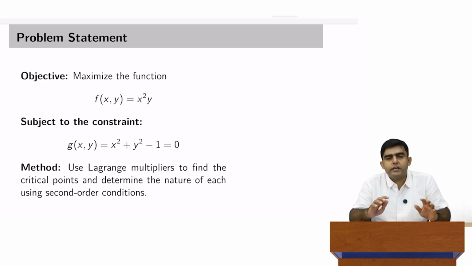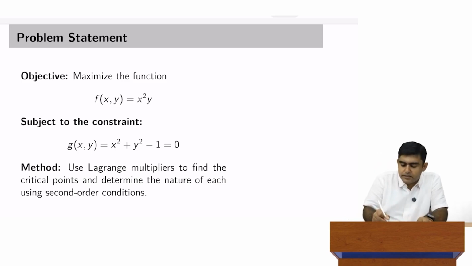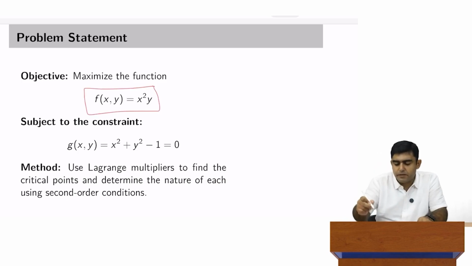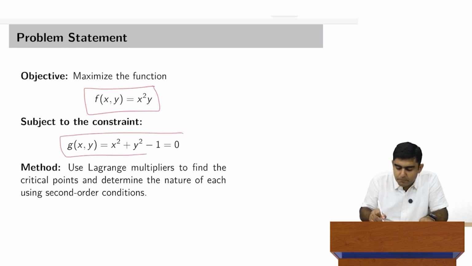However, to gain clarity on the bordered Hessian matrix and on checking the directions along the feasible curves, I have solved a couple of problems for you using both methods. Again, it is our standard problem that we will use time and again: maximize the function x square y subject to the constraint x square plus y square minus 1 equal to 0, and we have to use Lagrange multipliers to find the critical points and determine the nature of each using second order conditions.